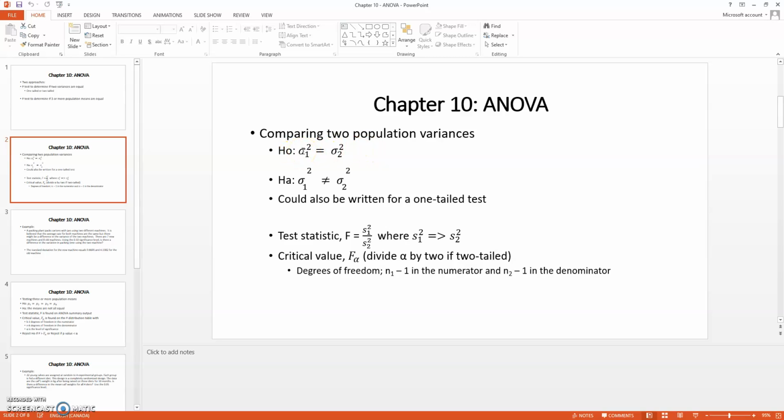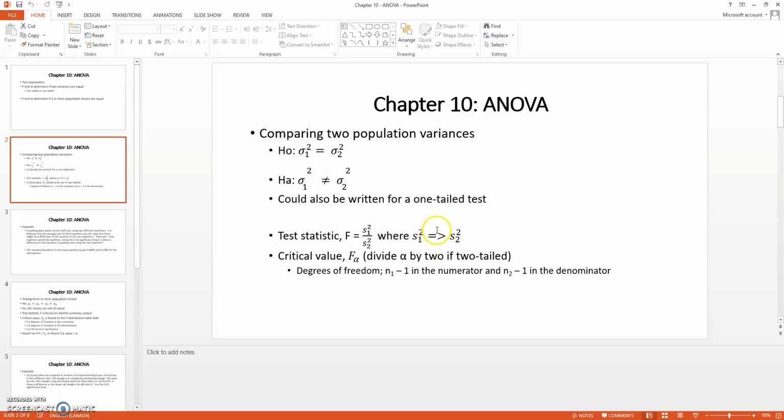we have two situations. We have the variance from one equals the variance from that second population, alternately that they are not equal. It could also be written as a one-tailed test, such that the variance from one is greater than or equal to the variance of two, alternately the variance of one is less than the variance of two. It uses an F-test. So the test statistic is the variance from 1 divided by the variance of 2.